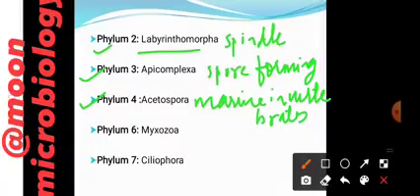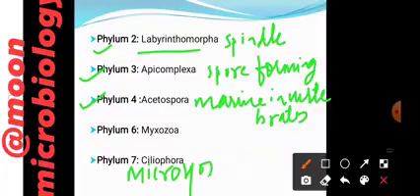Okay, here there is a mistake, that is the fifth phylum. The fifth phylum is Microspora. They are obligate intracellular parasites of invertebrates, whereas Acetospora are parasites of animals, especially marine invertebrates. Microspora are just intracellular parasites of invertebrates.